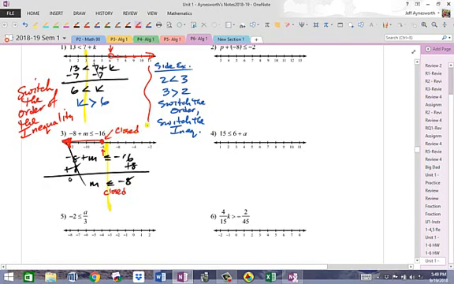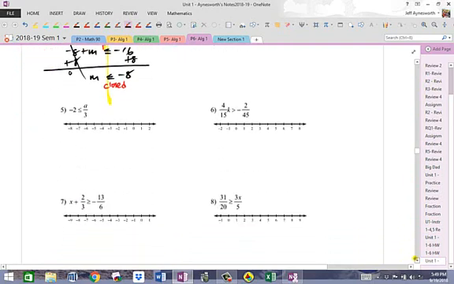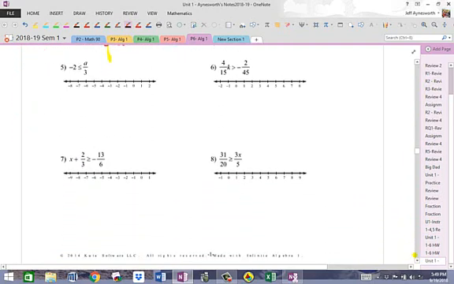All right, next one. I'm not going to do the entire homework assignment, but I'll do a few. I assign the odds, 1 through 19 odds or 1 through 21 odds. You guys are responsible for those. So we got negative 2 is less than or equal to a divided by 3. Well, I notice it's divided by 3, right? So you do the inverse, which is multiplying by 3.